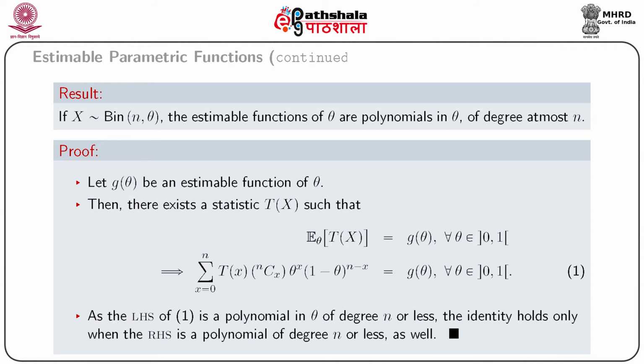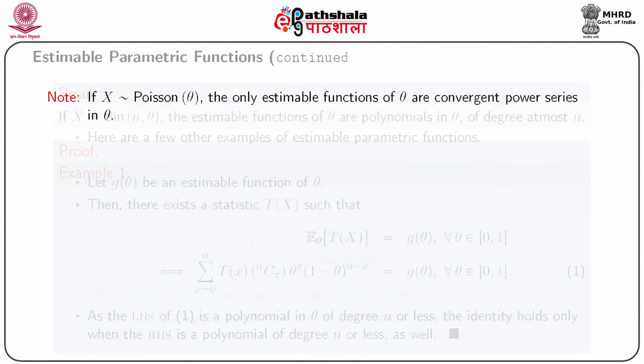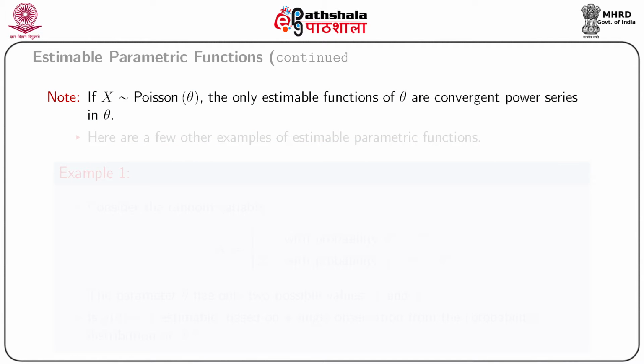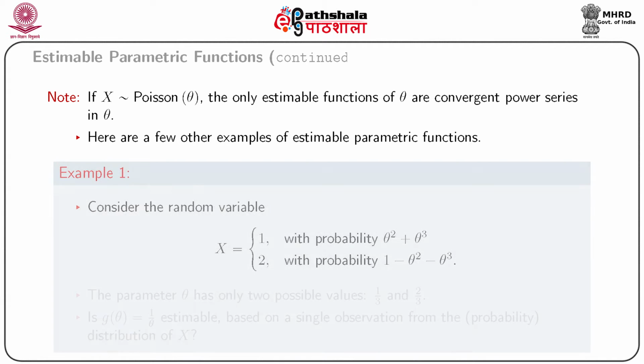Therefore, if X follows binomial n, theta, then the estimable functions of theta are polynomial functions of theta of degree n or less. Note that the functions 1 by theta or e to the power minus theta are not estimable because they cannot be expressed as a polynomial in theta of degree n or less.